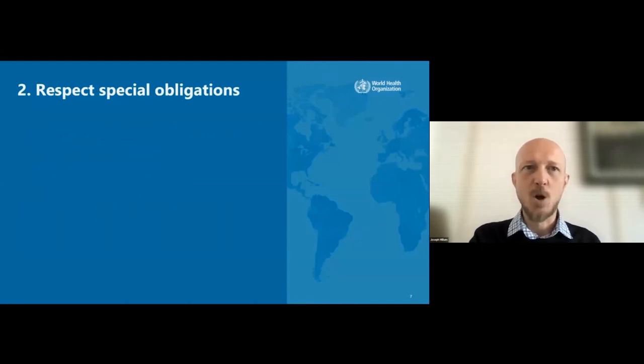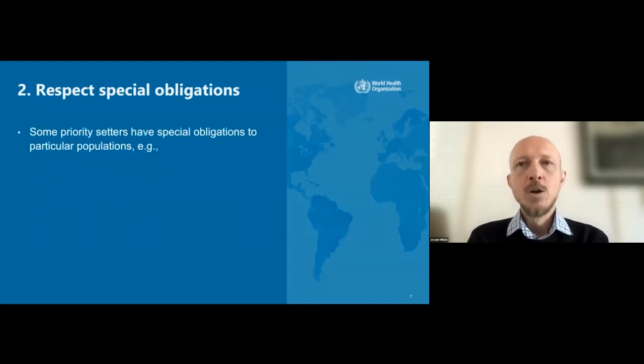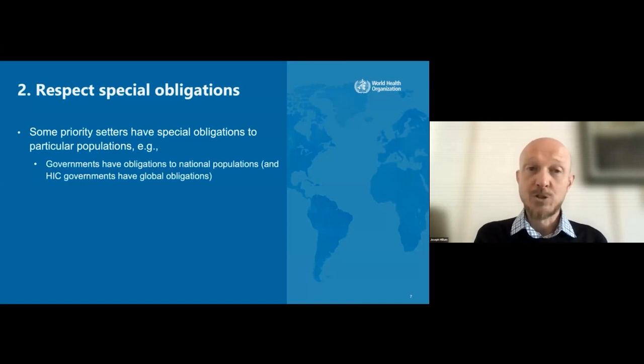Second principle, respect special obligations. Some priority setters have special obligations to particular populations. So, for example, national governments have obligations, most people think, to their national populations. That is, they should give some priority to benefits that go to their national populations. The guidance also argues that more wealthy countries, so high-income country governments, have global obligations as well. That is, the obligations don't just stop at national borders.